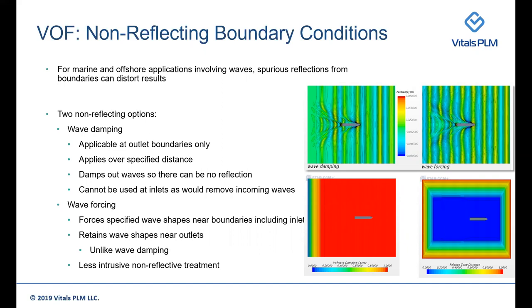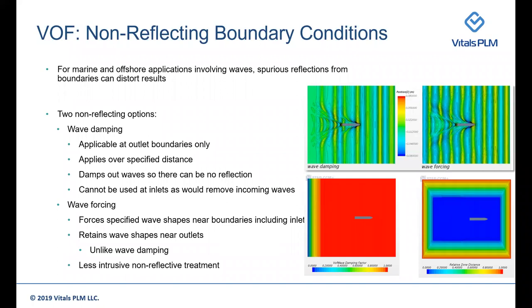And the other interesting feature within the software is the non-reflecting boundary conditions available. For marine and offshore applications involving waves, spurious reflections from the boundaries can distort the results. And that's where this non-reflecting boundary treatment can be of great help. There are two ways of implementing the non-reflecting feature. The first one is wave damping, the second one is wave forcing.